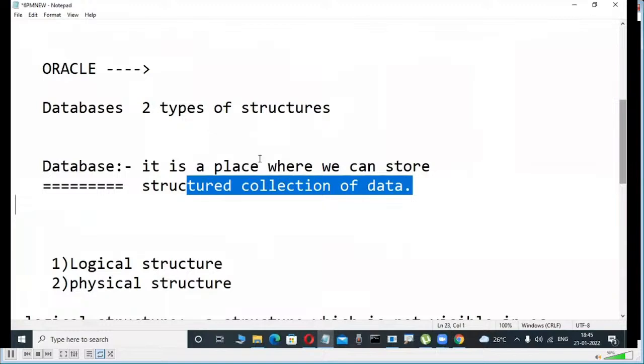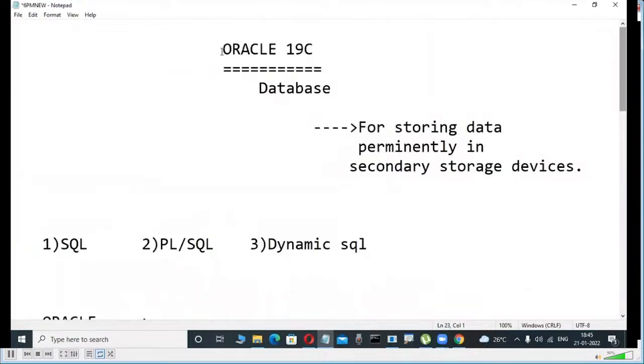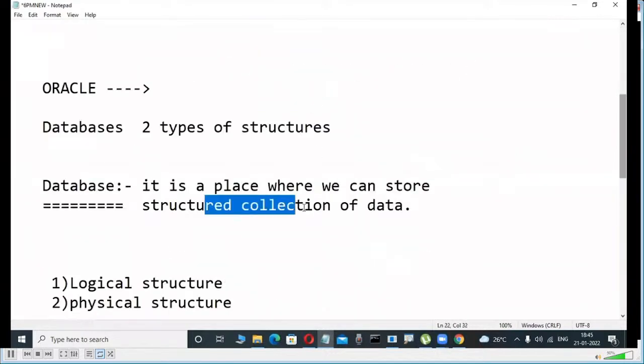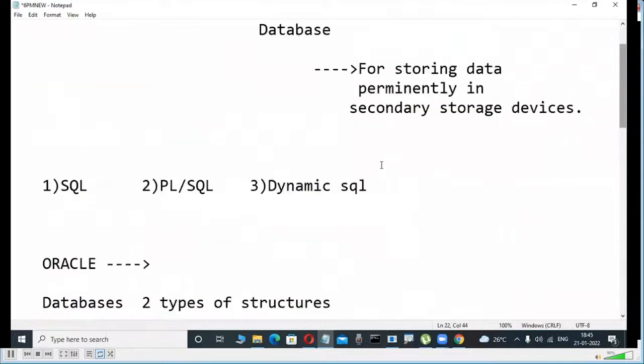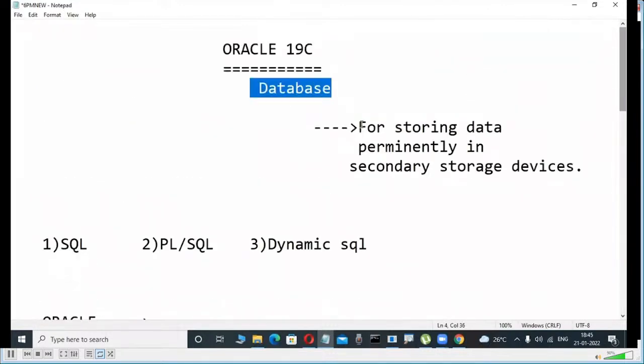Understood? Yes, that's why. Now here, this is Oracle, a product from Oracle Corporation. In our course, we are learning the 19c version only. This is a database product. What is a database? If anybody asks, as developers we tell that it is a place where we can store a structured collection of data. That is the logical side we are telling. What is the purpose of databases? Not only storing data permanently, but also efficiently retrieving and fetching the data from some place.